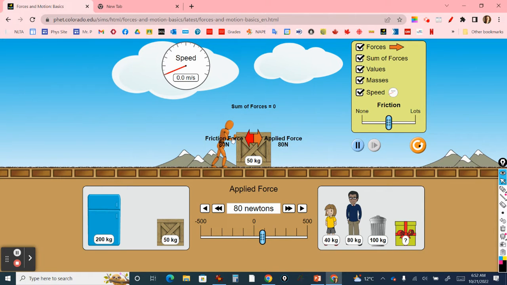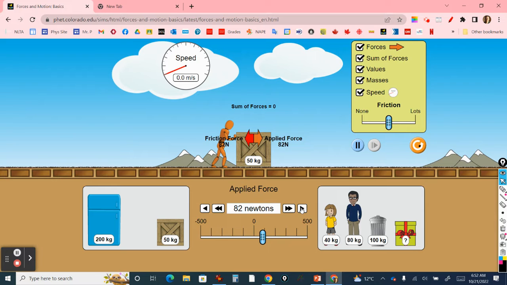And you can think about Newton's third law: your hand on the box, the box on your hand. That's a Newton's third law application here. If you're pushing the box with 80 newtons of force, the box is pushing your hand with 80 newtons of force in the opposite direction.